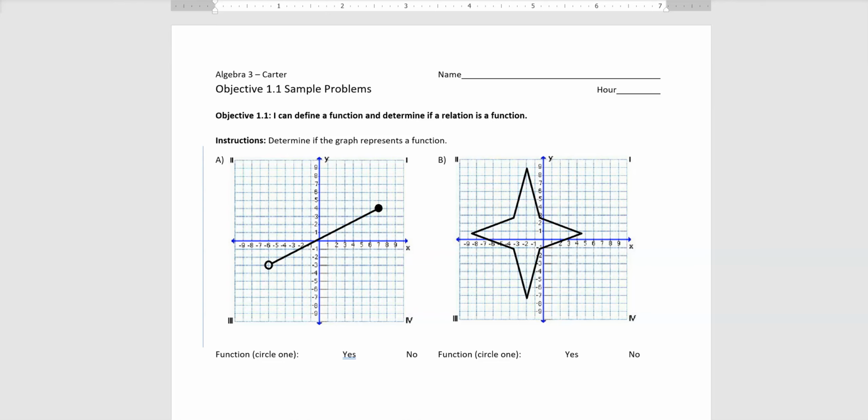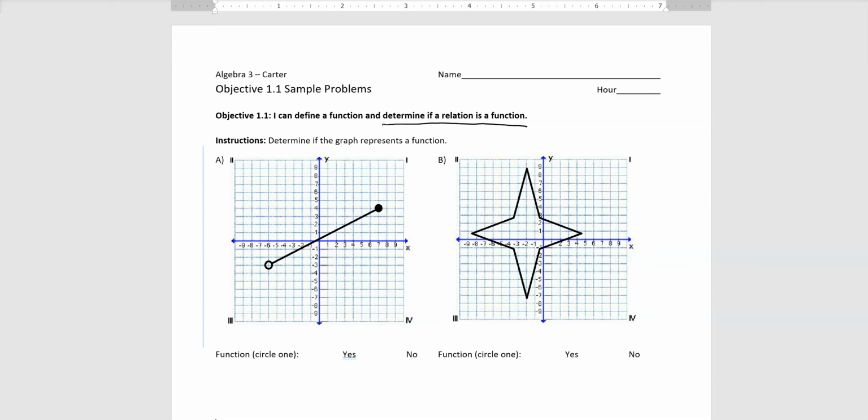Welcome to our Objective 1.1 sample problems, where we're going to do some more problems over Objective 1.1, which states I can define a function and determine if a relation is a function. For this one, we're really going to focus on the second half of this objective, determine if a relation is a function. So let's look at these graphs, letter A and B.